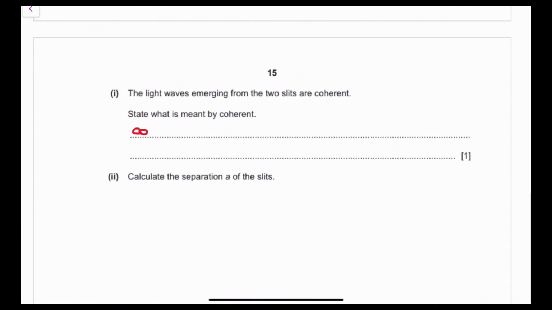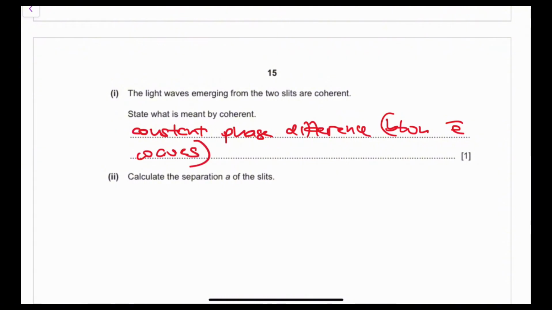Coherent basically means that there is a constant phase difference between the waves. So what does it mean to say they're coherent? It means that the amount by which they're lagging or leading behind each other has to be constant throughout.